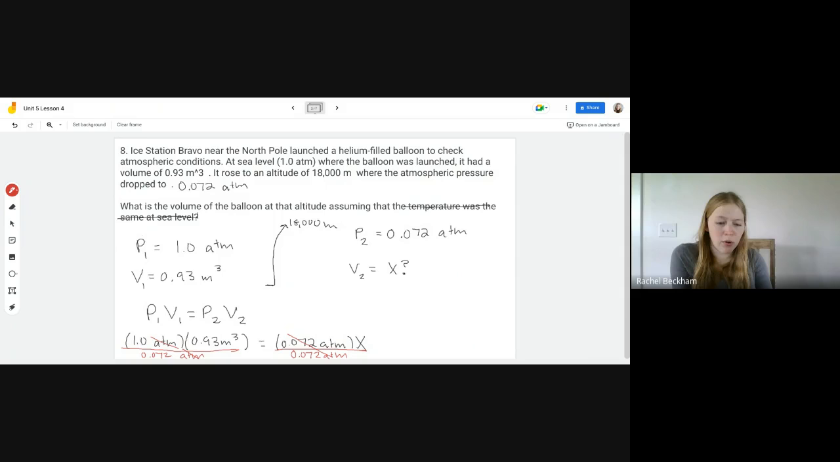It's going to be 1.0 times 0.93. Hold on, 1 times 0.93 divided by 0.072. And that is going to give me X. So I get that 12.92 equals X. And the units are going to be meters cubed because those are the only units that did not cancel out. So that's my X value.